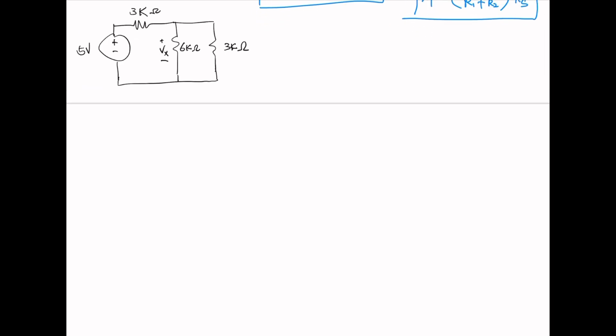So let's take a look at some examples. In the given circuit, you are asked to find Vx. Apply voltage division.